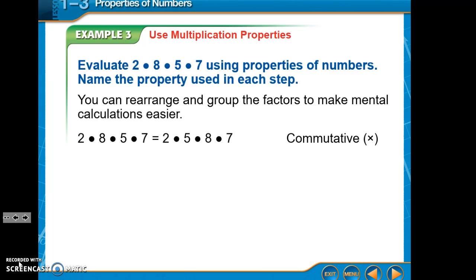We started with 2 times 8 times 5 times 7 and went to 2 times 5 times 8 times 7. So they reordered the 5 and 8, flipping those around, and then they group the 2 and 5. Why do you think grouping the 2 and 5 together makes sense? Because you get 10.